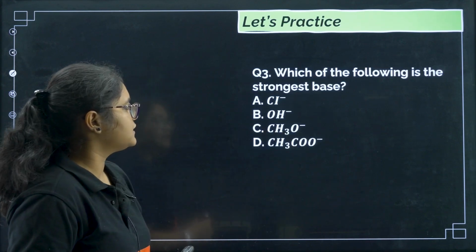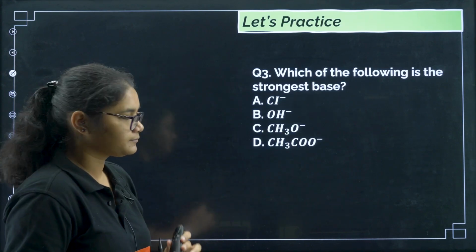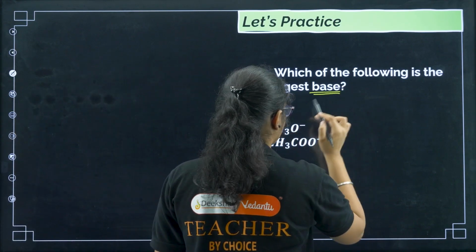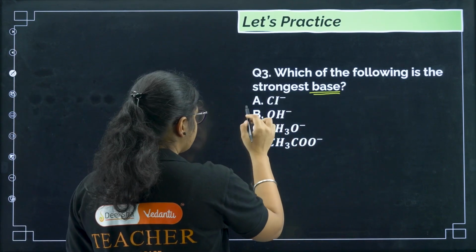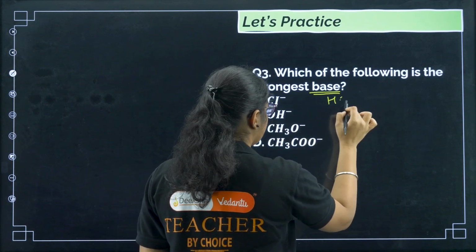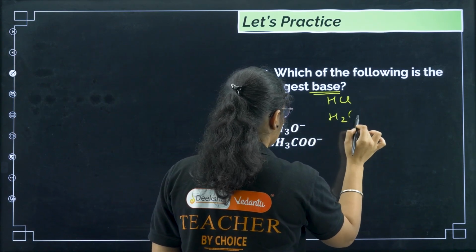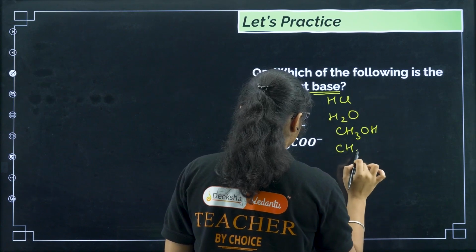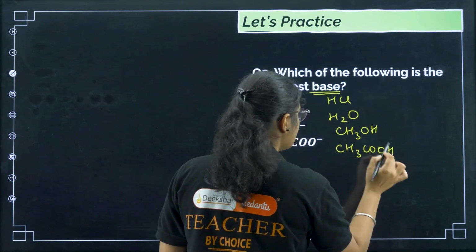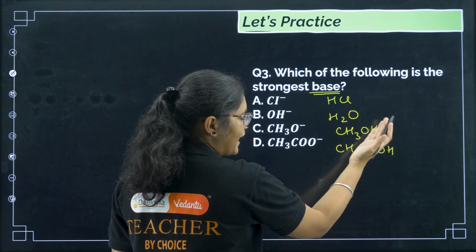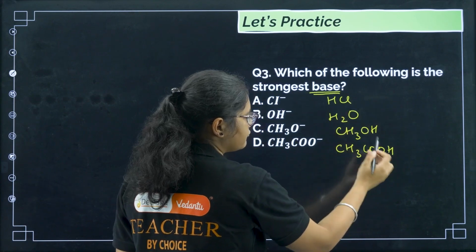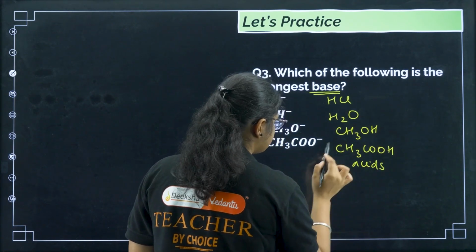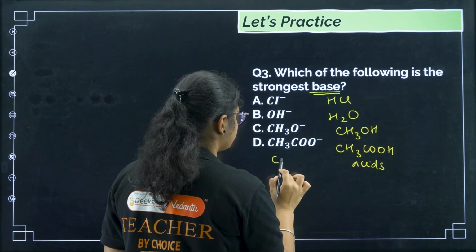Next, which of the following is the strongest base? Okay, so if you see strongest base, right? So now what are these all things like HCl, H2O, CH3OH and CH3COOH? These are the acids, and from these acids, if you remove this H plus, we get this one.